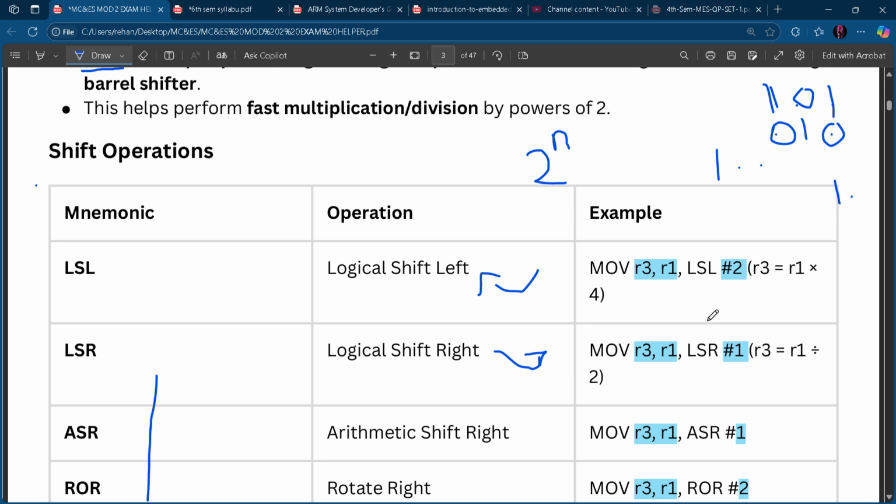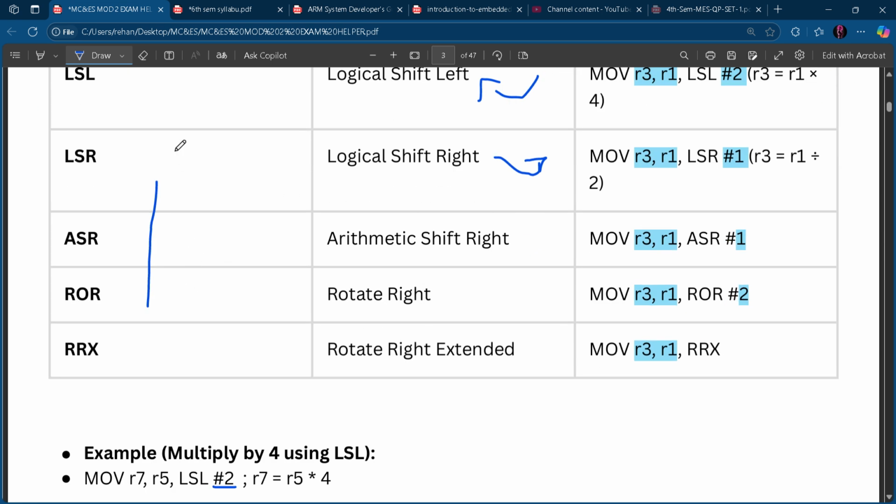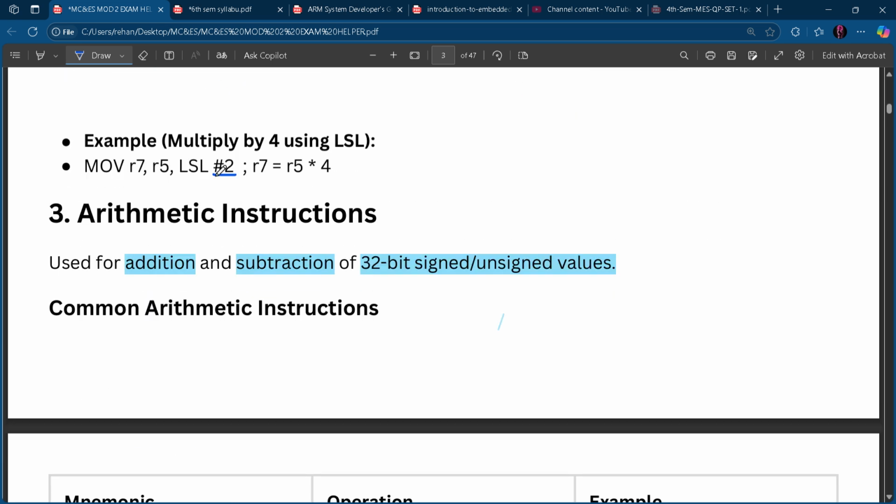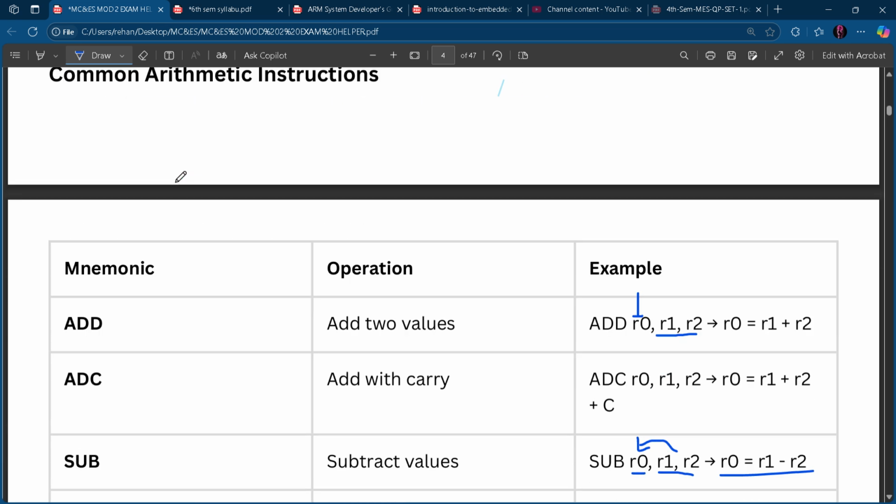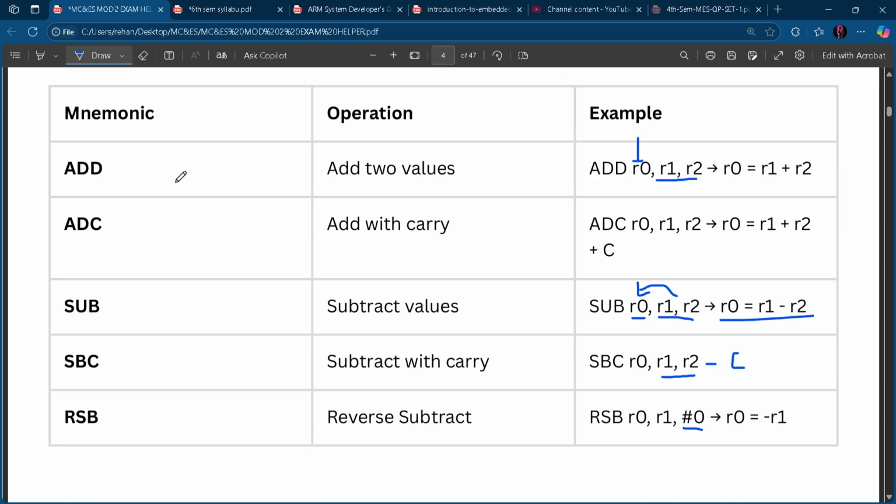Why is it not divided by 1? Because it's 2 to the power of 1, right? 2 to the power of 1 is 2 itself. And this 3 is the same itself completely. This is just for sign. This one is for unsigned, this one is for signed. Okay, then you have the arithmetic operations.